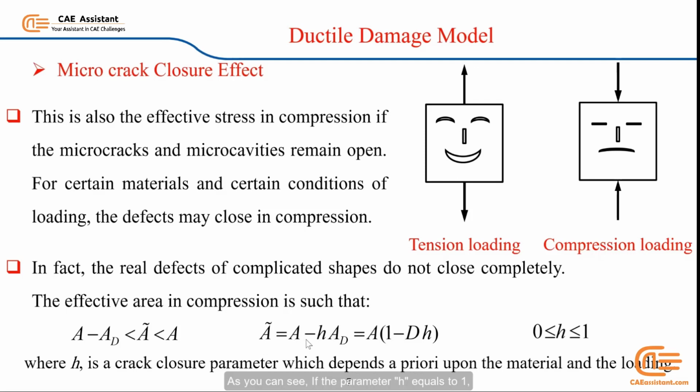As you can see, if the parameter H equals 1, the effective cross-section would be A minus AD, which shows the same tensile and compressive behavior. And if the value of H is equal to 0 in the limit state, tilde A is equal to the value of A, which indicates that the entire cross-section of the cracks is closed in compression state. So we can say damage growth does not occur in the compression state.